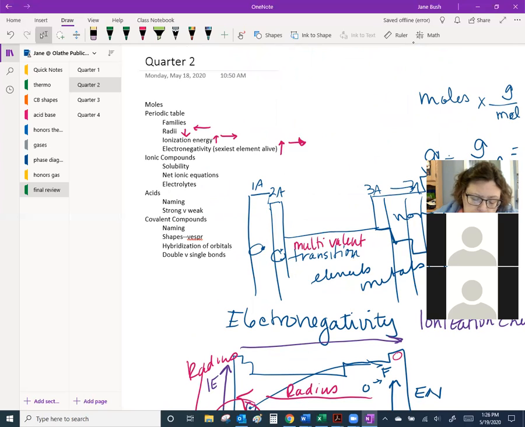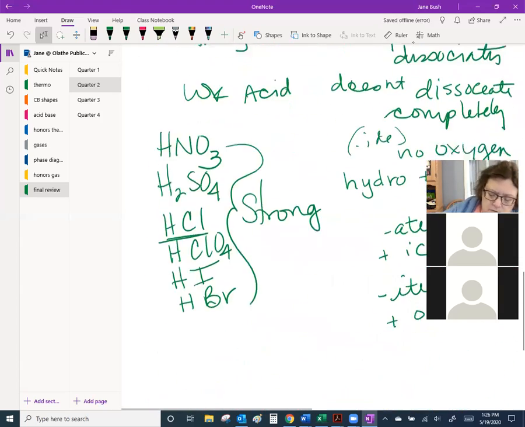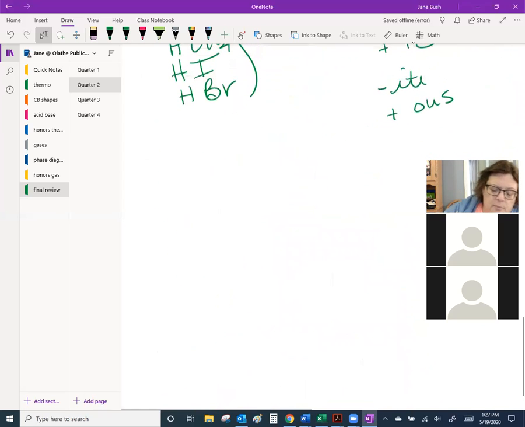All right, we did solubility, net ionic, we did naming, we did strong versus weak. Now we get to go to the covalent compounds. Covalent compounds.